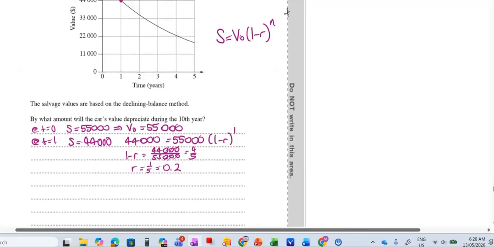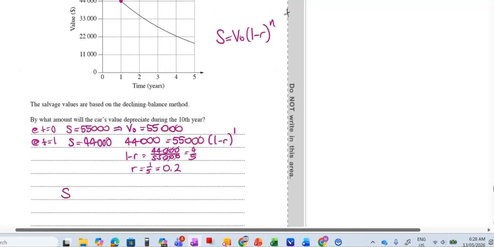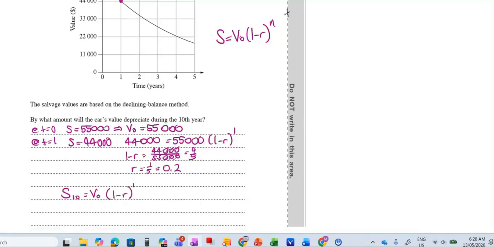I'm just going to write it that S10 equals the initial value times (1 minus r) to the 10. And they're actually interested in the 10th year, so from its value at the end of 9 years to the value at the end of 10 years. So I'm also going to be needing what's going on after 9 years. So let's just put all my values in. 55,000, 1 minus r, but I know what r is. R is 0.2. 1 minus 0.2 to the 10.